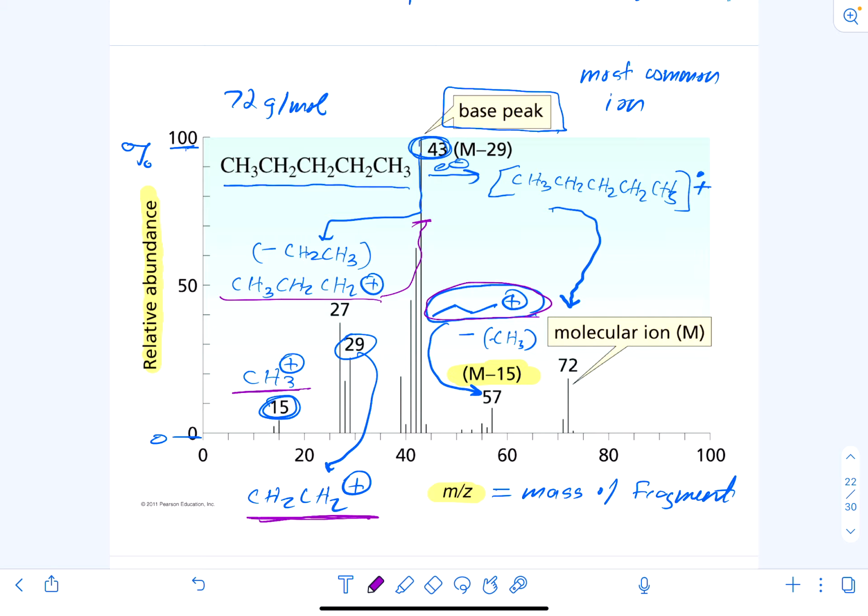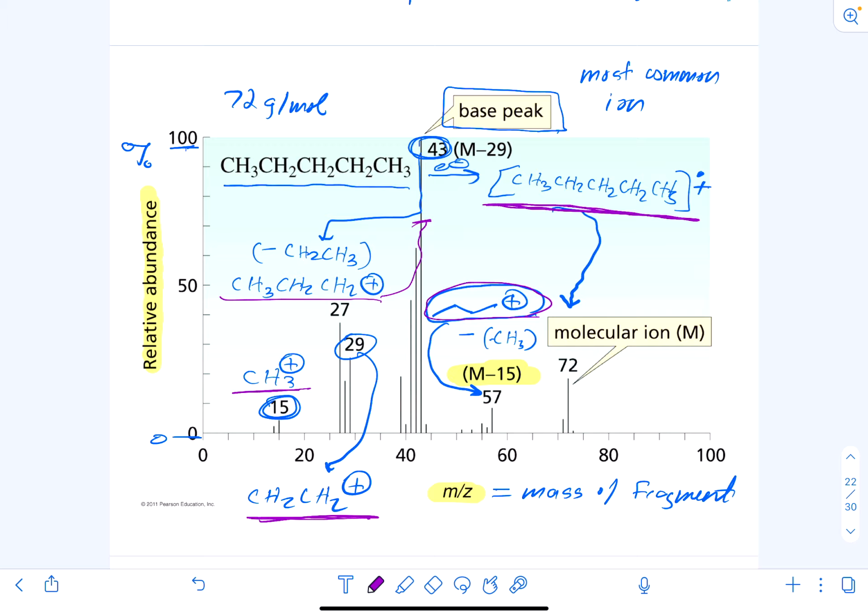The major thing that we care about here is this molecular ion, the entire molecule minus one electron, which tells us the mass of the compound. Okay, and so that's sort of what these types of experiments look like. So let's continue and look at another one.